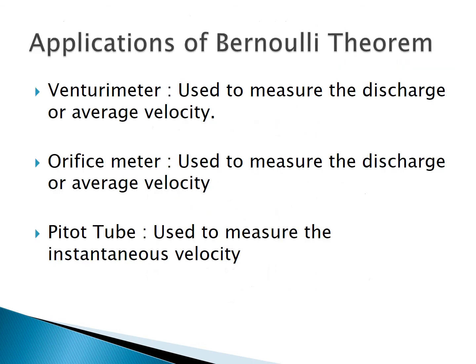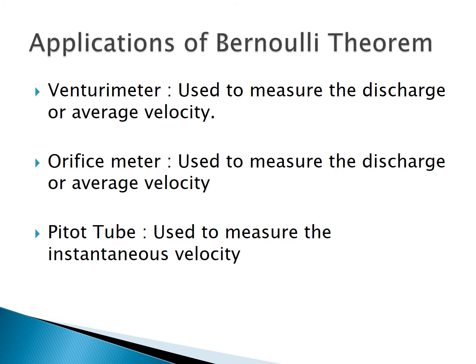Moving on, applications of Bernoulli theorem. Bernoulli theorem has 3 main applications, namely number 1, Venturi meter, which is used to measure the discharge or average velocity. Number 2, orifice meter, which is used to measure the discharge or average velocity. And number 3, pitot tube. It is an L-shaped tube which is used to measure the instantaneous velocity. Instantaneous velocity means the velocity at a particular point in a fluid flow.